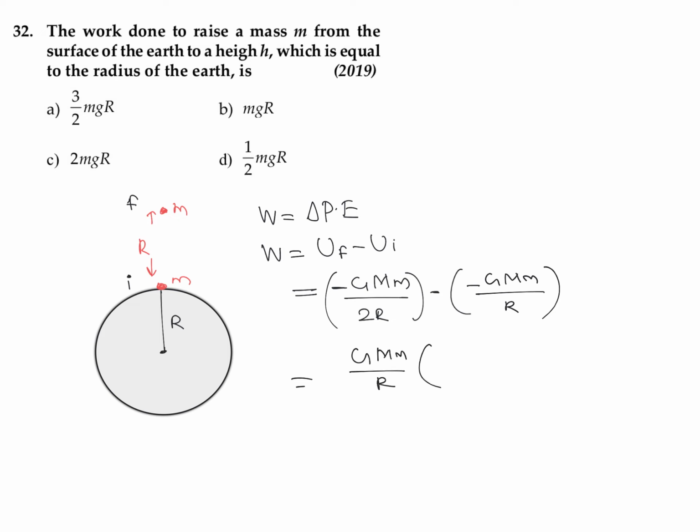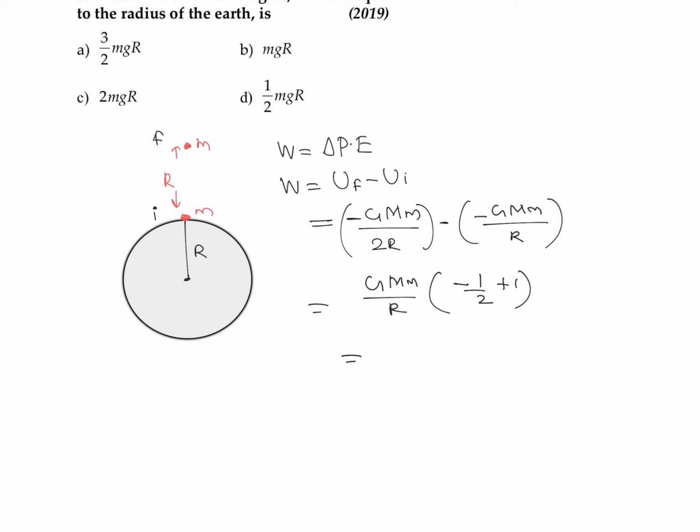If I take it as common, this is minus 1 by 2, minus minus becomes plus. So we can write 1 minus 1 by 2 is plus 1 by 2. So we'll get the answer as GMm divided by 2R.